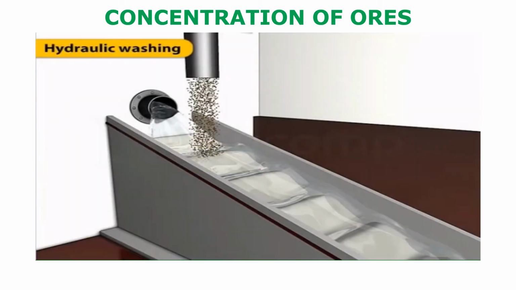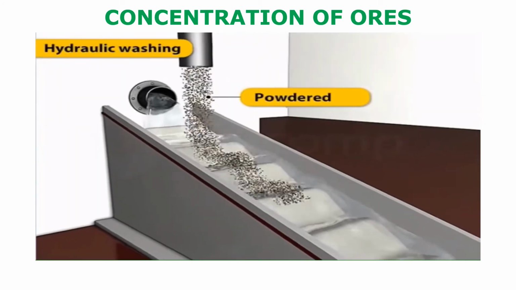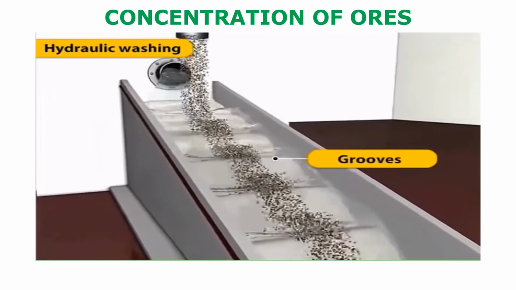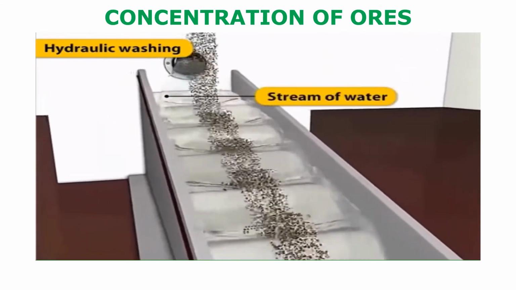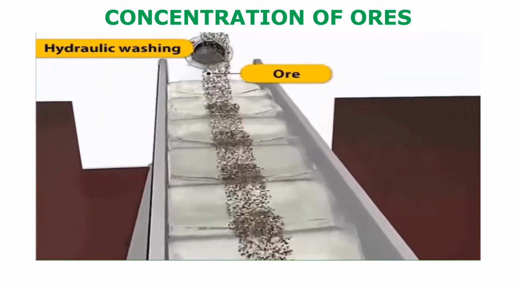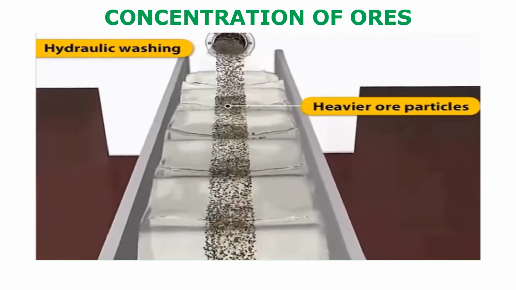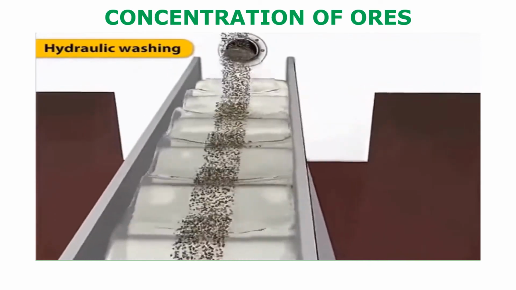In hydraulic washing, powdered ore is spread on a sloping block having grooves. When a stream of water is allowed to flow over the ore, lighter gangue particles get washed away, leaving the heavier ore particles behind within the grooves.